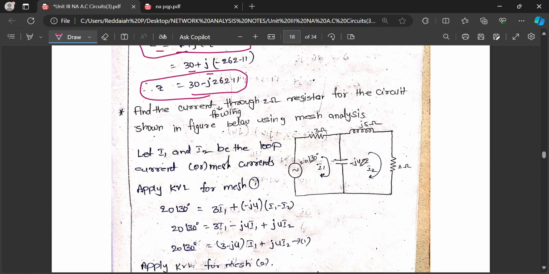Find the current flowing through the 2 ohm resistor for the circuit shown below by using mesh analysis. This type of problem mostly will come from unit 3 for another type.